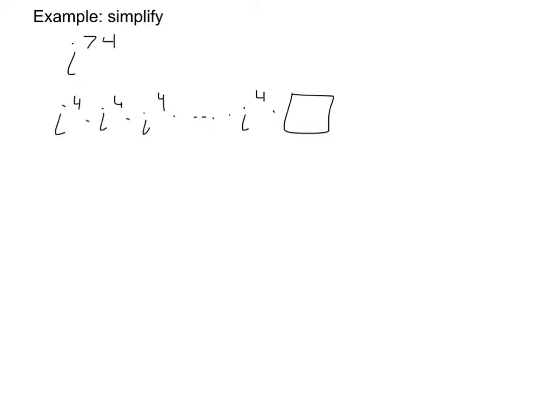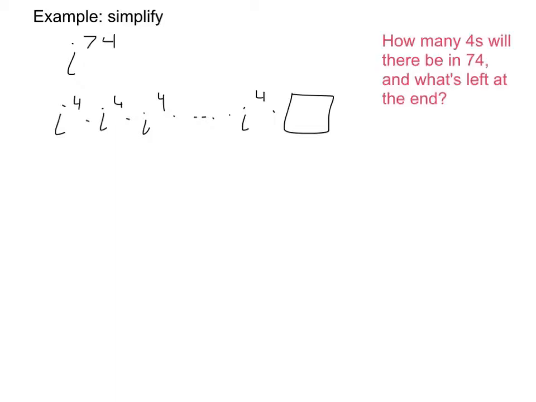But think about the question that you just asked yourself. The question I think you just mentally asked yourself is, how many 4s will there be in 74, and what's left at the end? But mathematically, we can ask that question even better. We can say how many 4s divide into 74, and what's the remainder? So we're going to make a throwback here to your grade school days of math. What is 4 divided into 74? How many times does 4 go into 74?